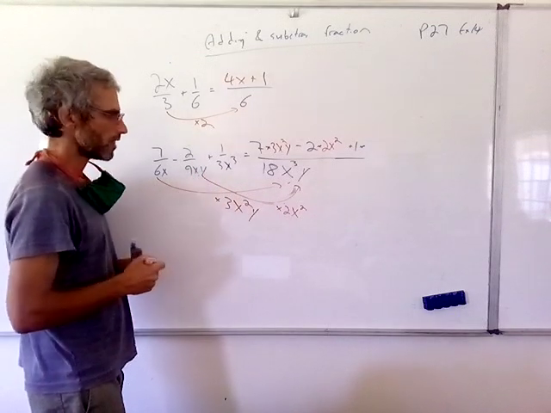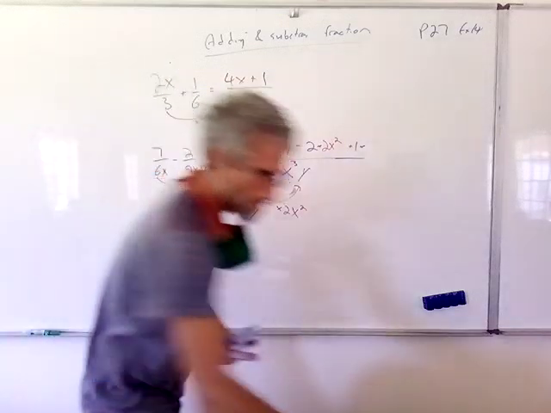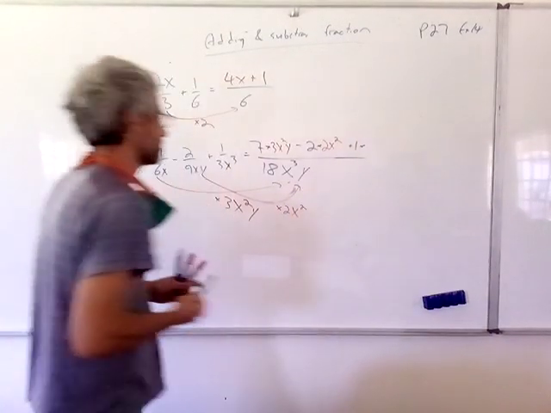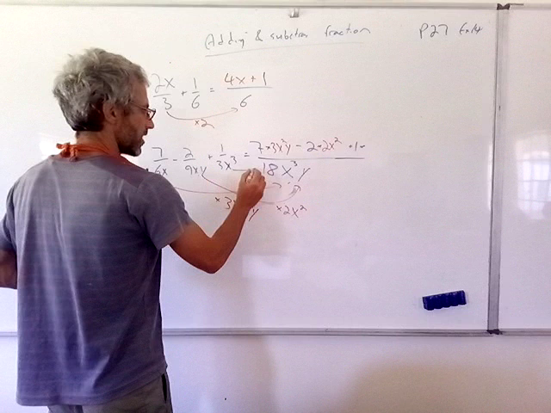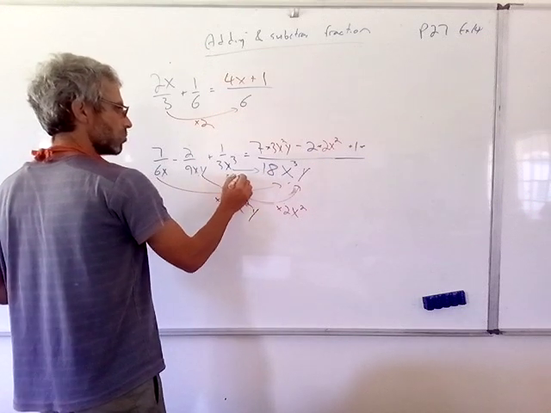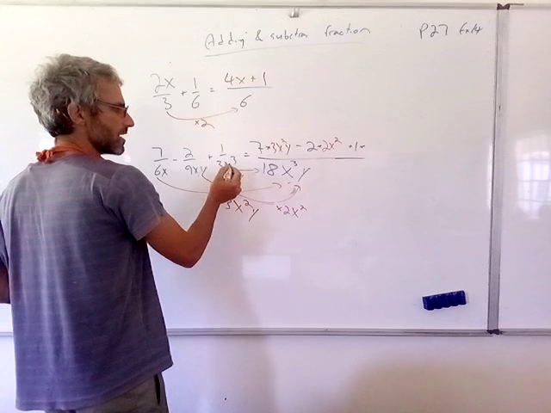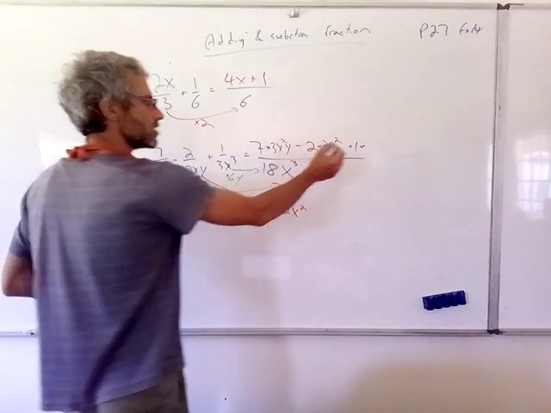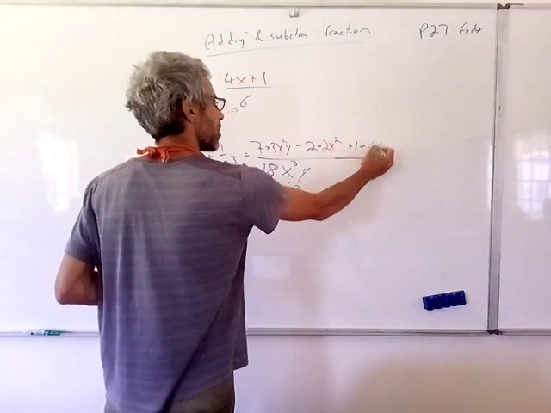And then the last one, let's give it green. This last one's going to be difficult. What do I need to multiply by? 6y. I don't need to multiply by x because x cubed is already x cubed. So I need to multiply the 1 by 6y.